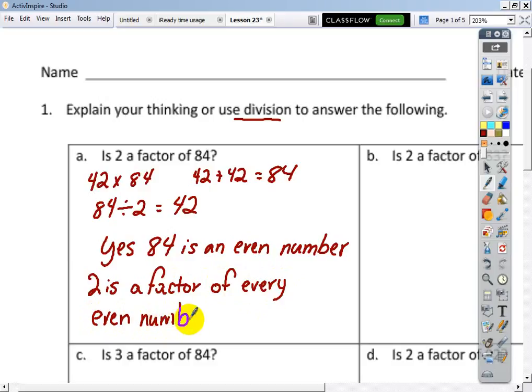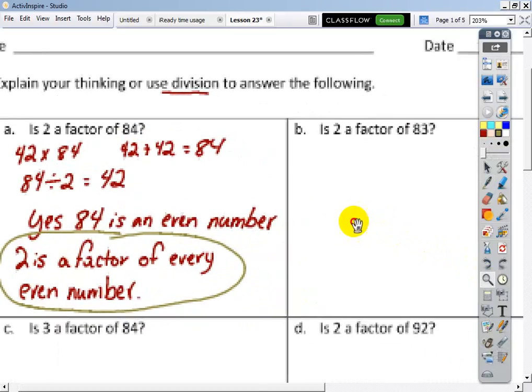Okay, that's an in-depth explanation. I would just say, is 2 a factor of 84? Yes, 2 is a factor of every even number. I would probably say that this is the most important part of your answer right here, because if you know this, you will know every number that's even is divisible by 2.